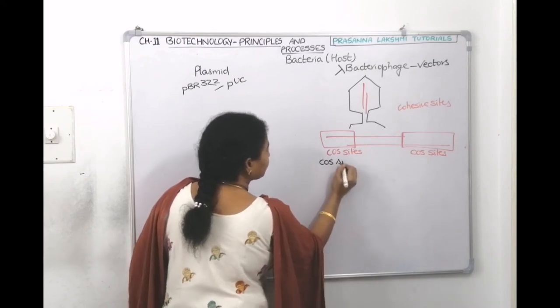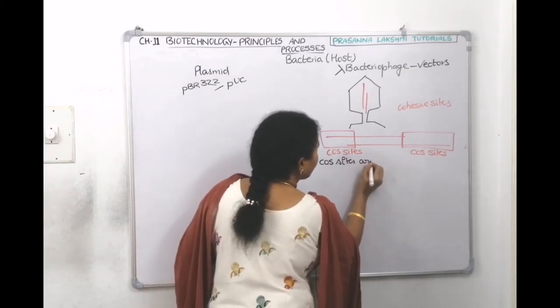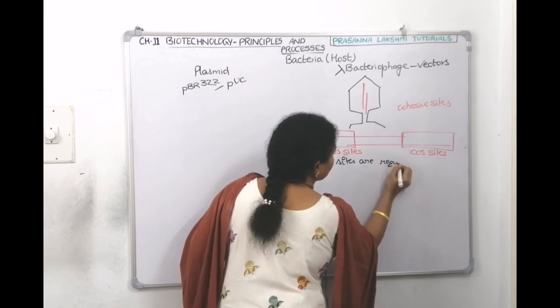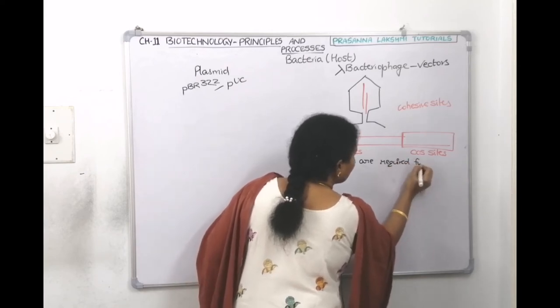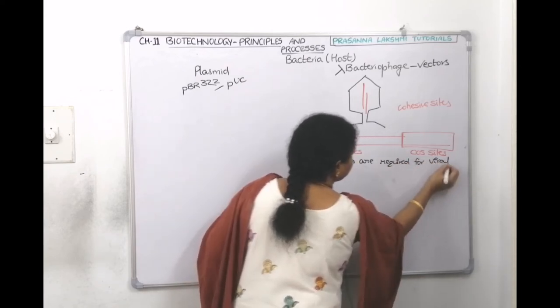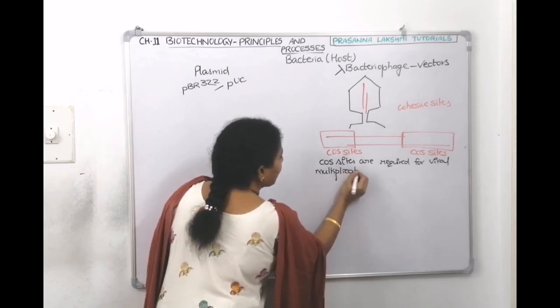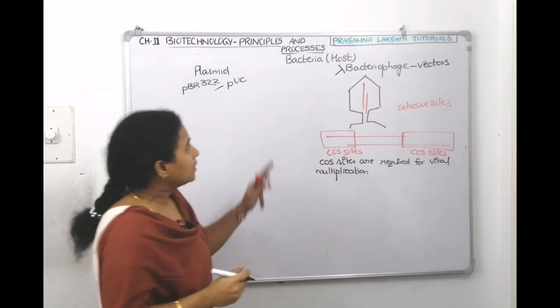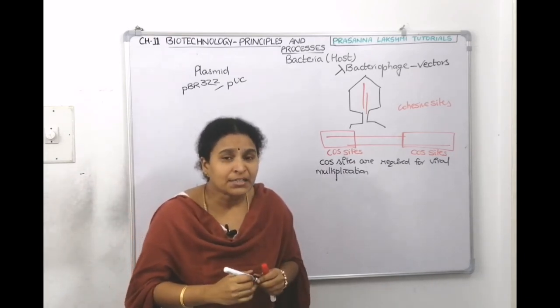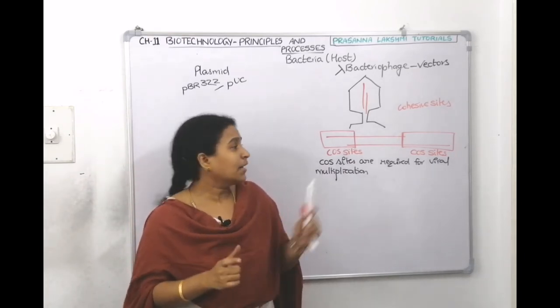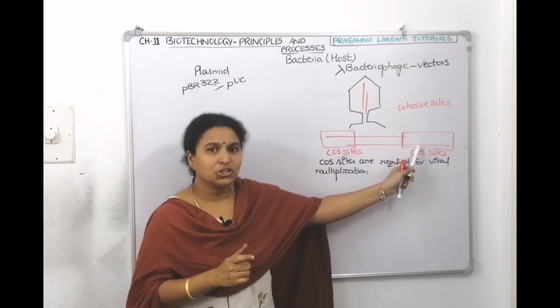Cos sites are required for viral multiplication. In the bacteria, if the virus has to multiply its DNA, for that, this region is required, this region is required.